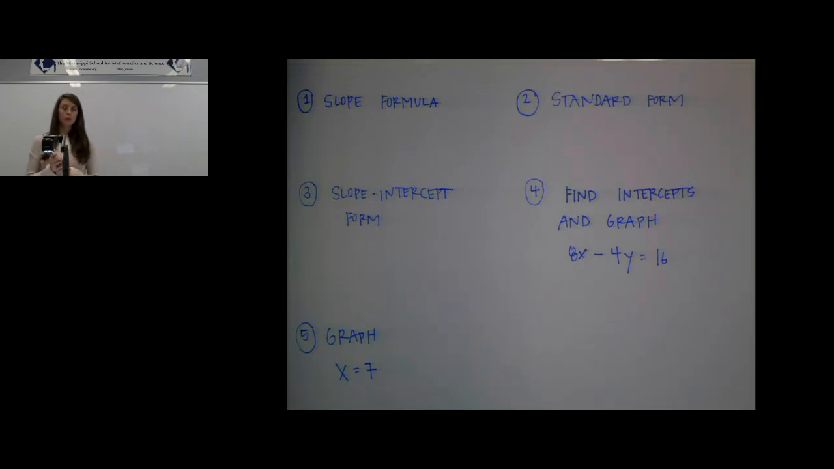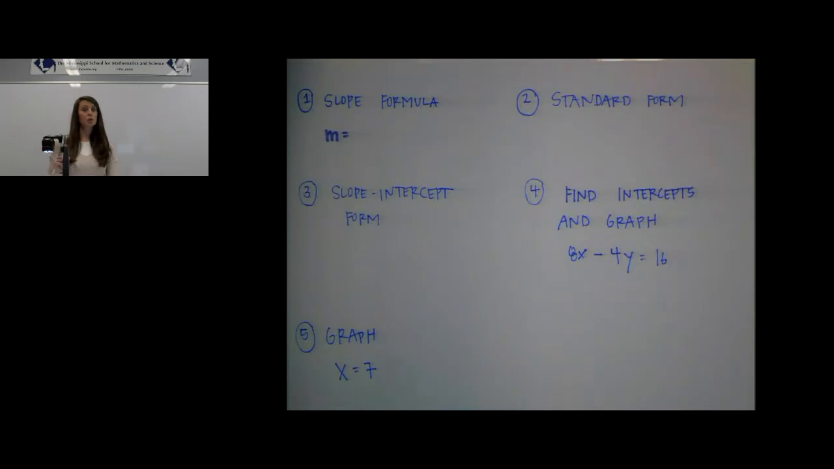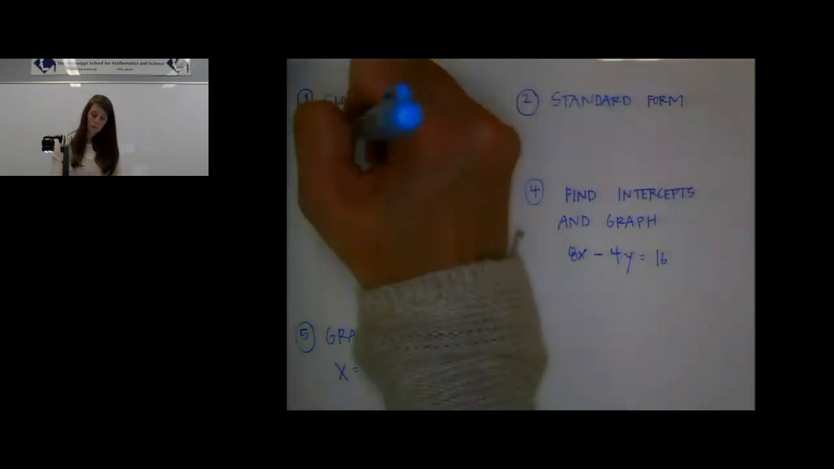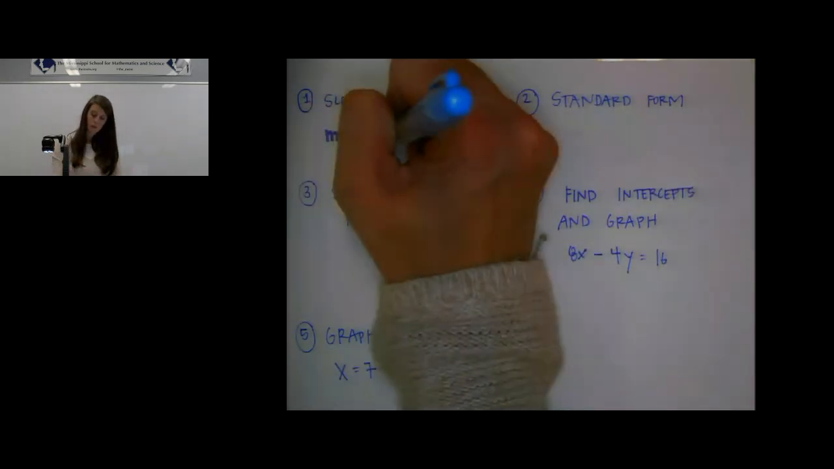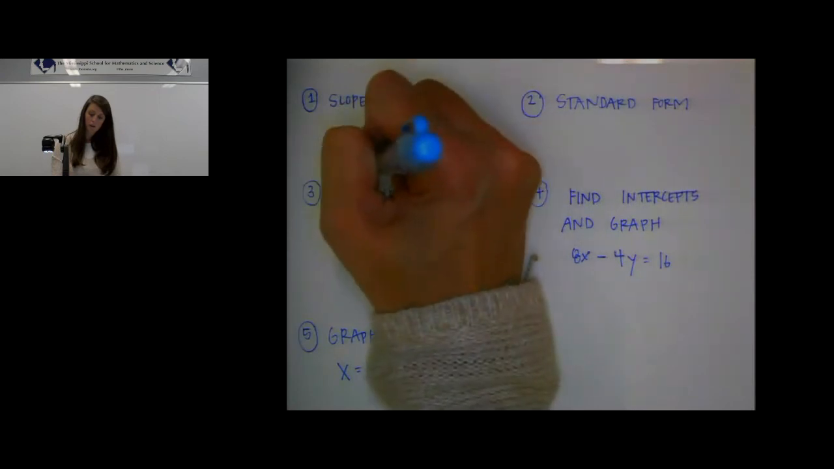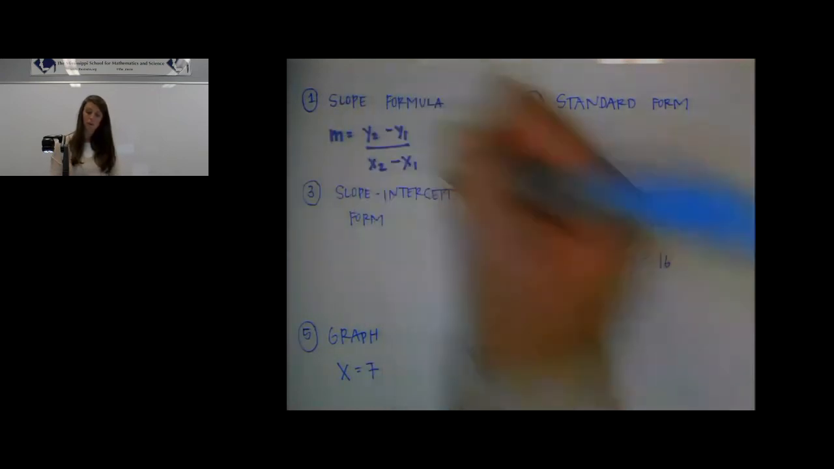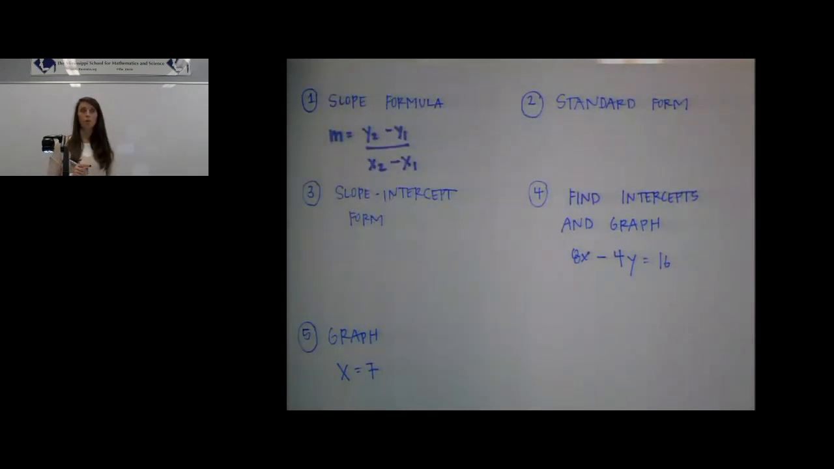Okay, so the slope formula, remember, is where you are trying to find the slope between 2 points. So it is going to be y2 minus y1 all over x2 minus x1. And remember, you are going to have to know this for your quiz and for your test moving forward. I will not give this formula to you.